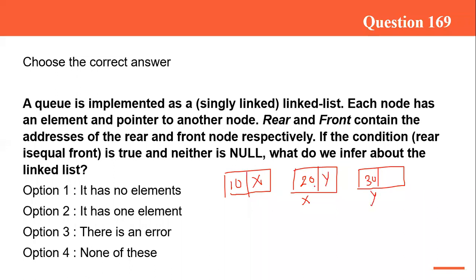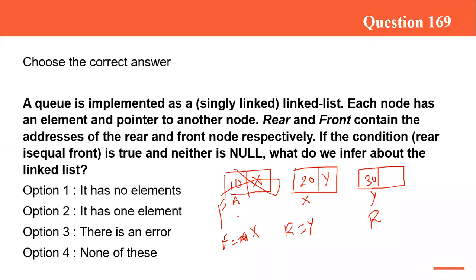So what will front store? What will rear store? Front will point to 10. Rear will point to 30. Am I right? I hope it's clear. Let us assume this address is A. So front will store A initially. Rear will store Y. That is the case we have right now. Now, for example, I'll delete this. When I delete this, what will happen? Instead of storing A, front will store this element's address. That means front will become X.